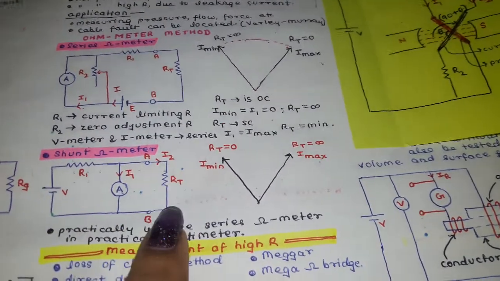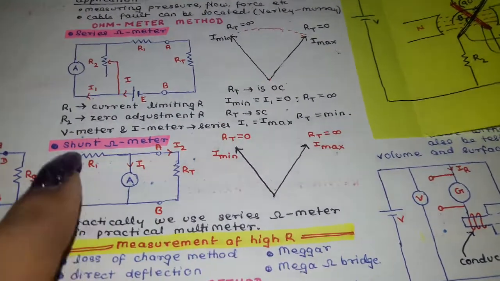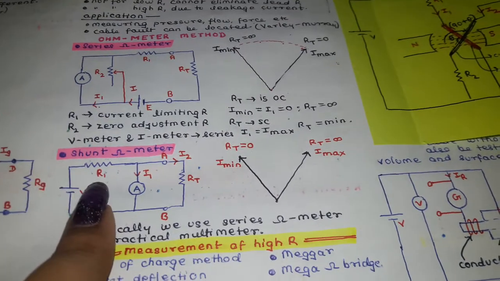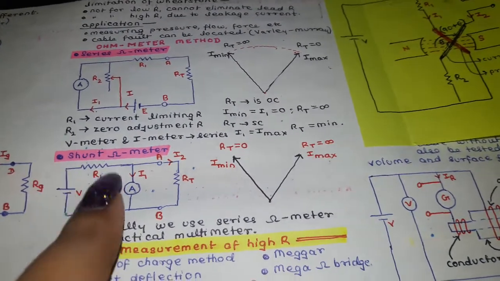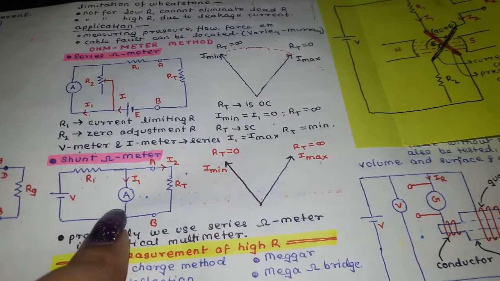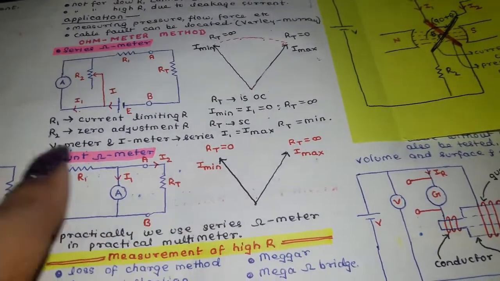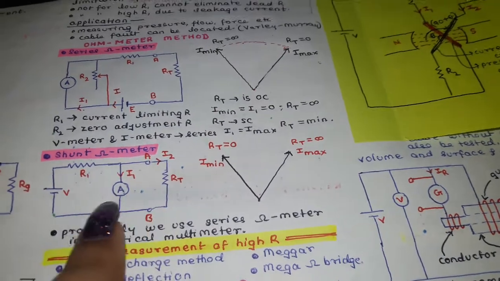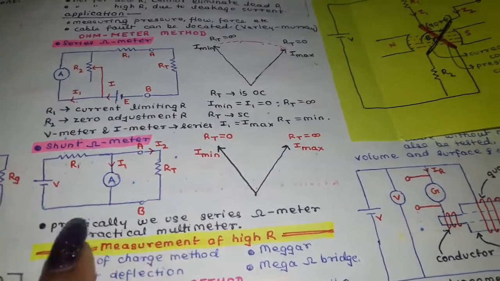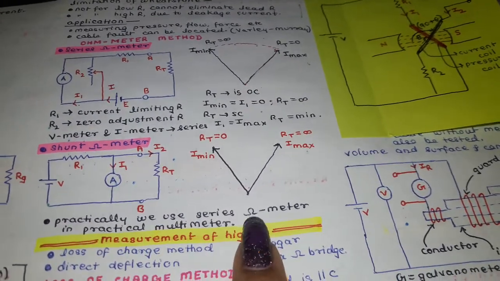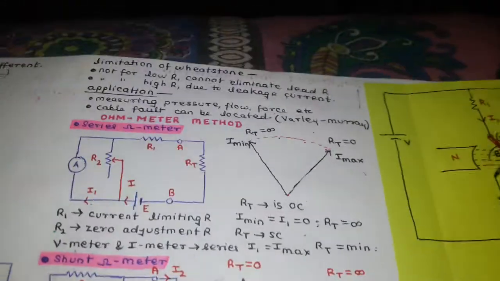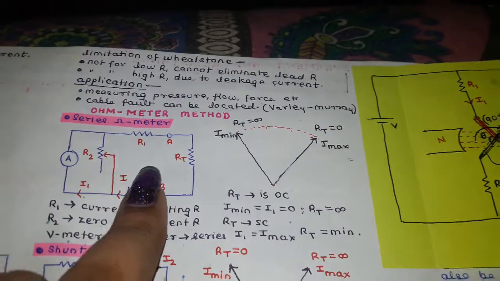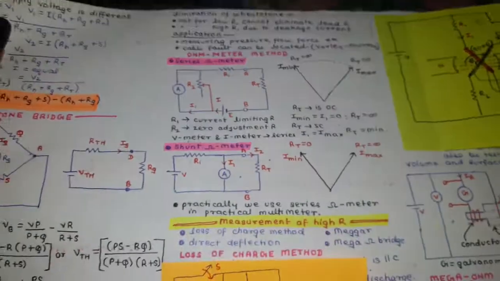We are comparing an unknown resistance to a standard, known resistance, which is variable in nature. You vary your known resistance so that it creates the same effect as the unknown resistance, and then you are able to find the unknown resistance. This is what we are doing in the shunt ohmmeter. But practically, we use the series ohmmeter method in practical multimeters. In practice we are using this particular method. So this is all for part 3.